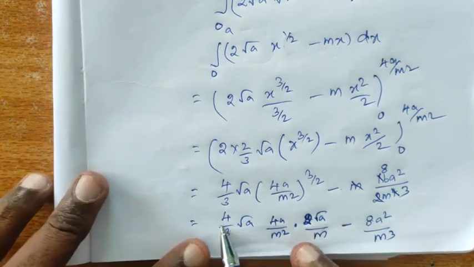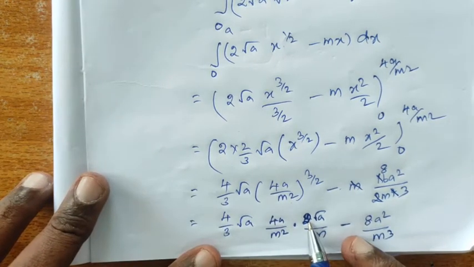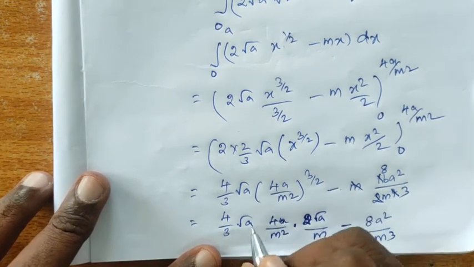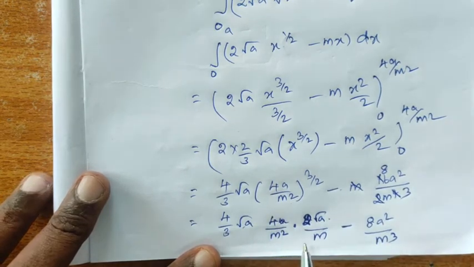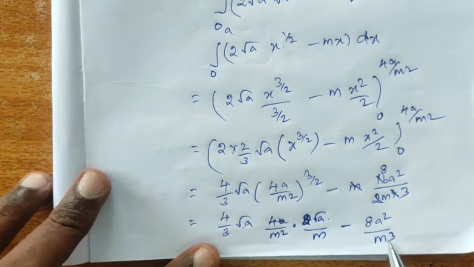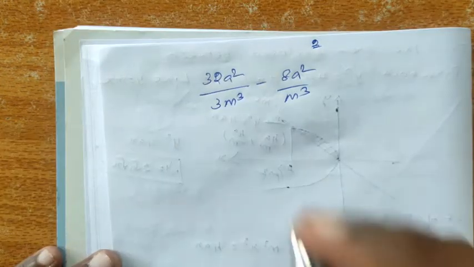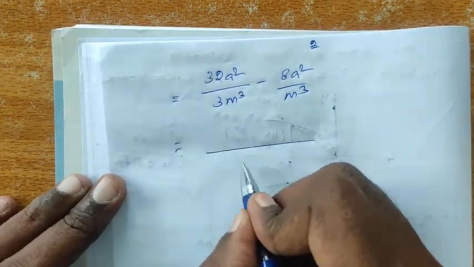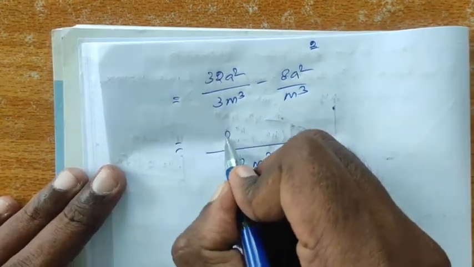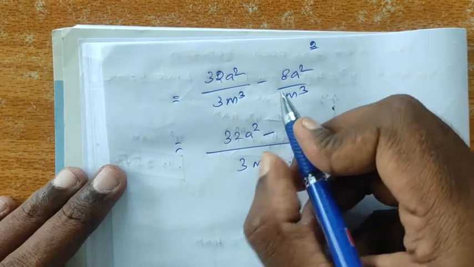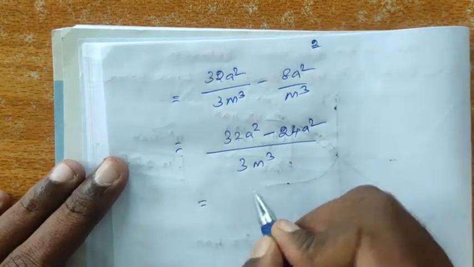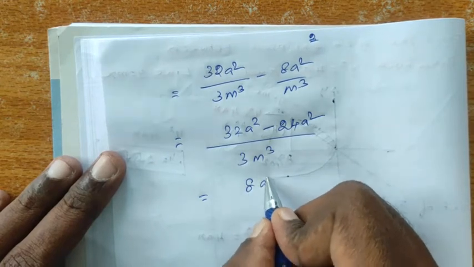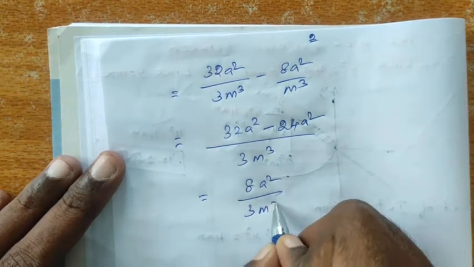So listen here, 4 into 4 is 16 into 2, 32a root a into root a, so 32a square by 3m cube minus 8a square by m cube. So we can simplify. LCM is 3m cube. So 32a square minus 24a square by 3m cube. So 8a square by 3m cube.